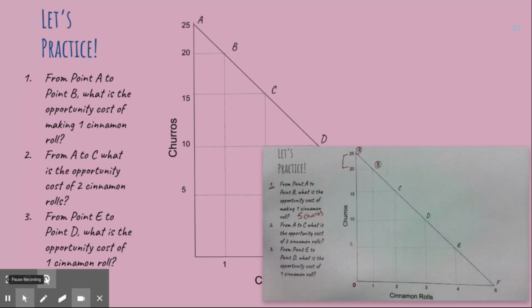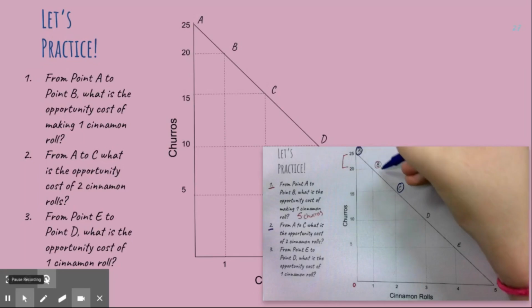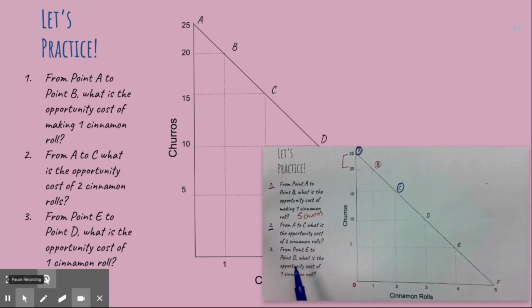Okay, let's switch colors here. Let's go to this pretty blue color. All right, I'm going to use blue for number 2. From A to C, what is the opportunity cost of 2 cinnamon rolls? Real quickly, A to C, we're moving down the line here. What is the opportunity cost of 2 cinnamon rolls?